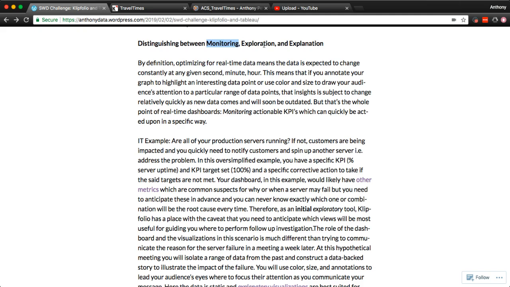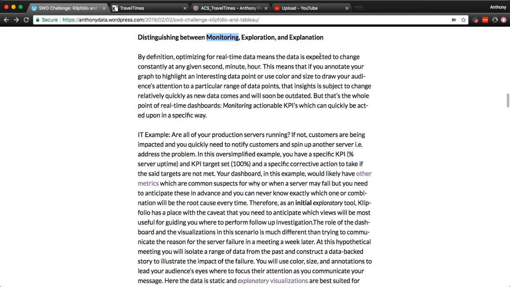Where it's definitely the weakest is in the explanation side of objectives. So taking that information and then wanting to share it with a team member, or wanting to use it as a basis for presenting at a meeting.